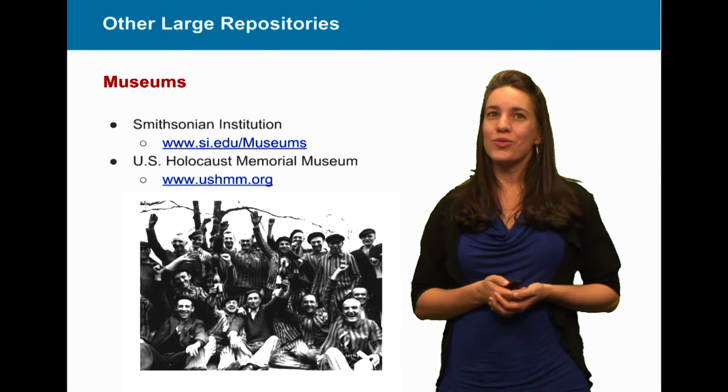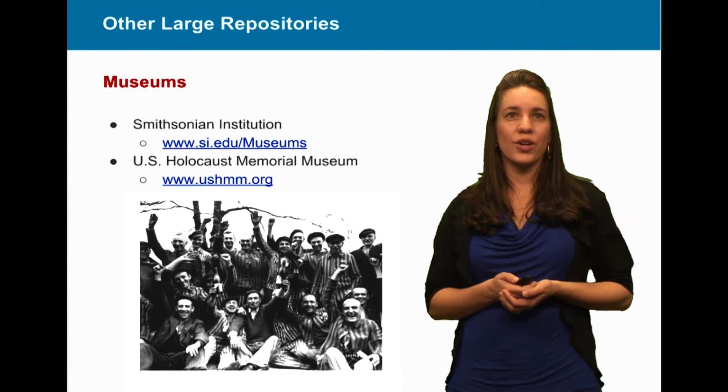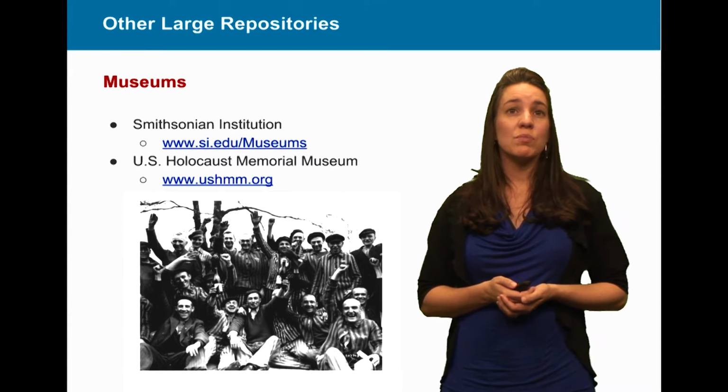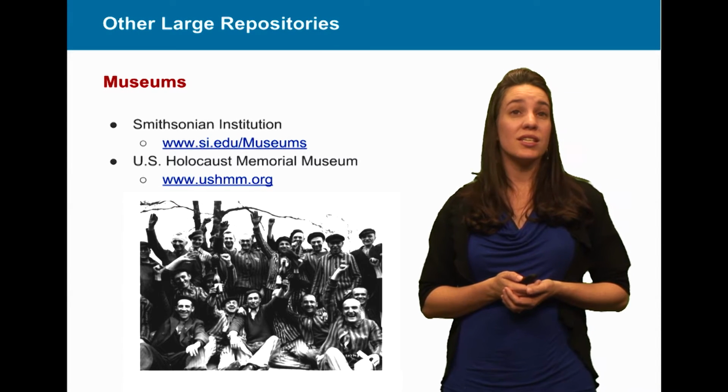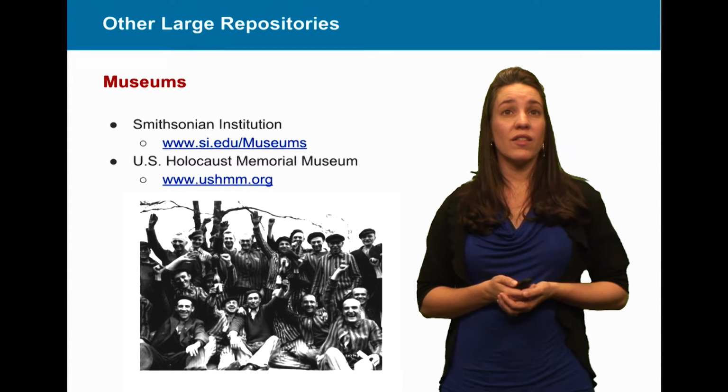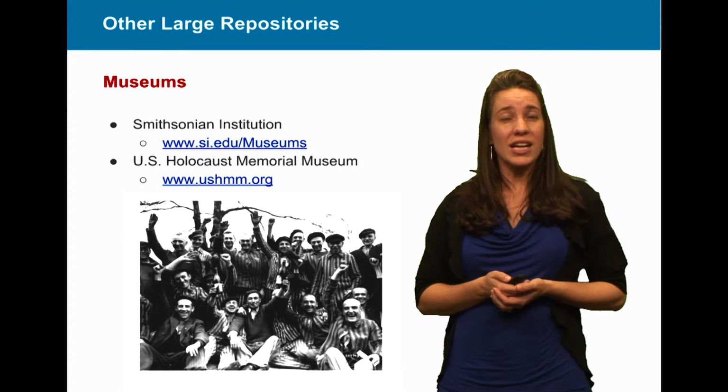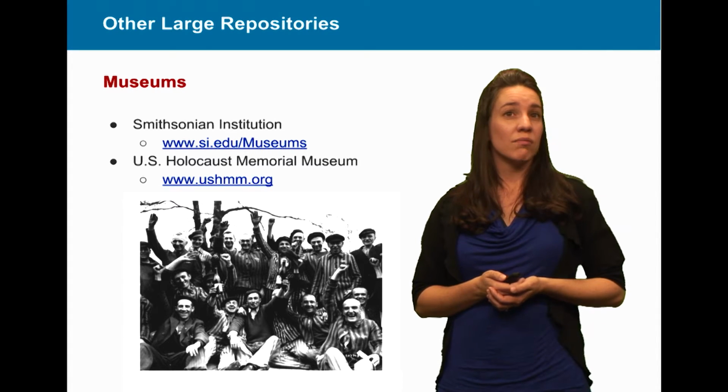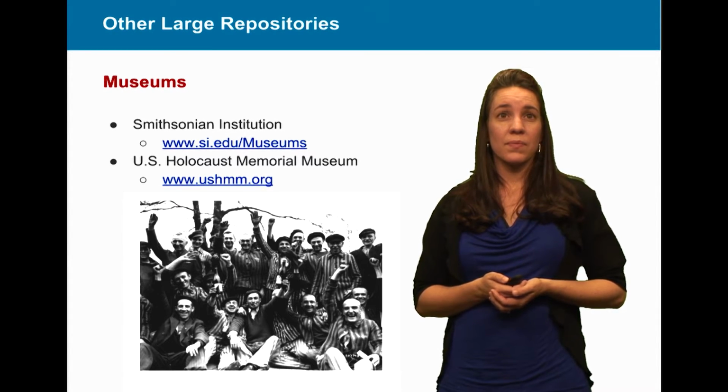And then don't forget about museums. They're some of the best repositories for primary sources out there. The Smithsonian Institution has more than a dozen museums, and you can find in their collections over 1 million items, including thousands of photographs.